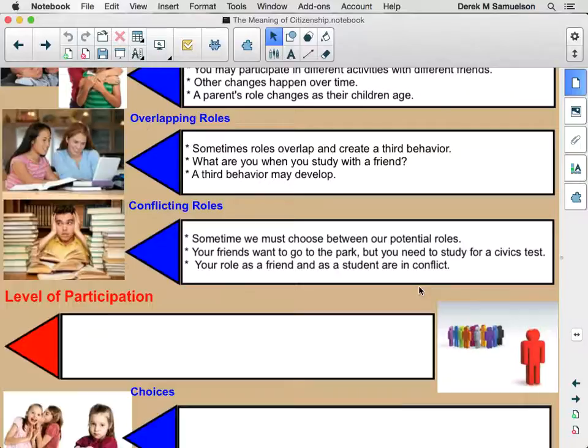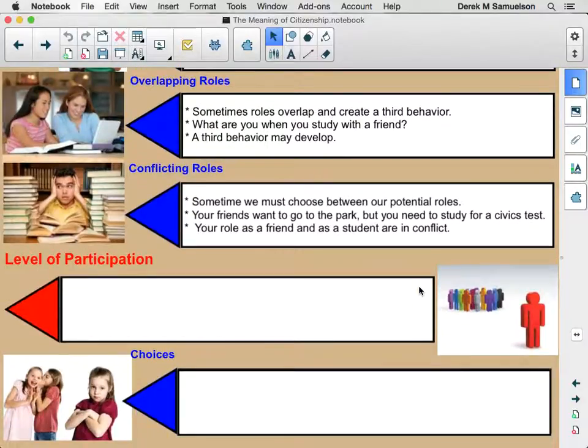All right, conflicting roles. These are the tricky ones. Sometimes we have to choose what sort of role we're going to play in our society. Like, your friends want to go to the park. Okay? They want to go play some baseball. But you have a big civics test tomorrow. You can't do both. You can't study for a civics test while playing baseball with your friends. You have to make a choice.